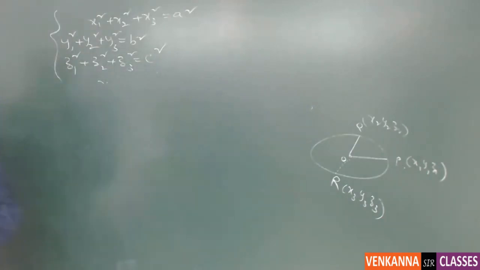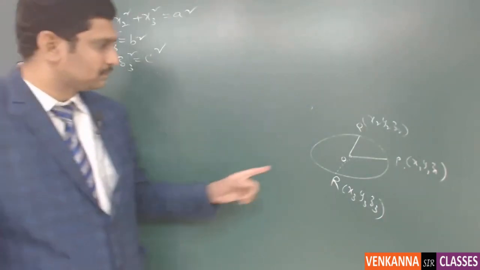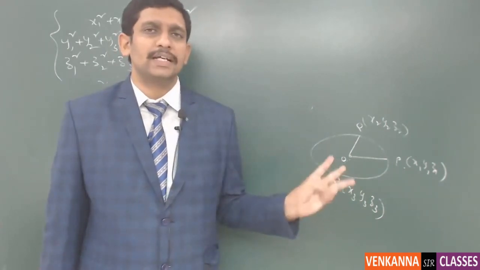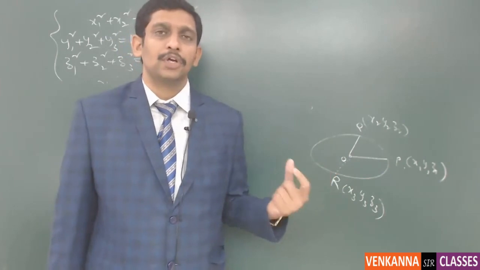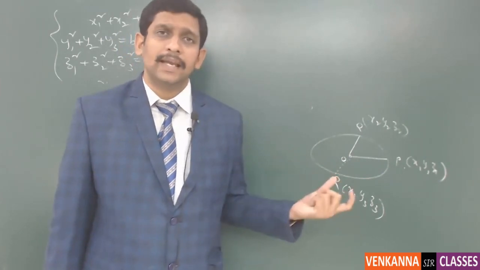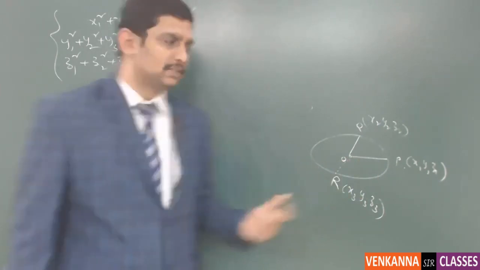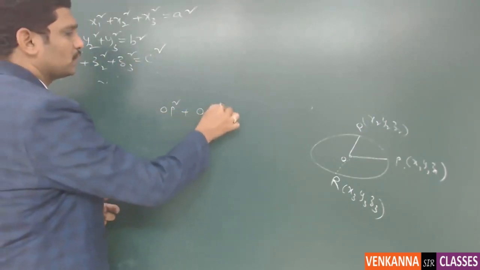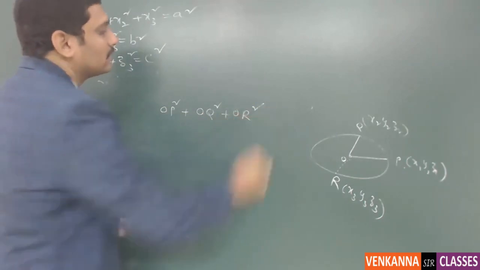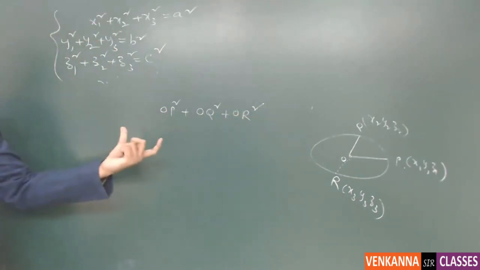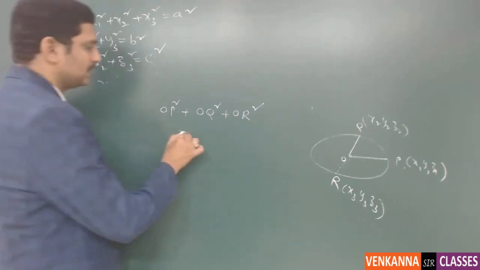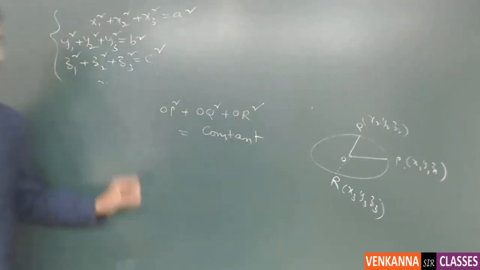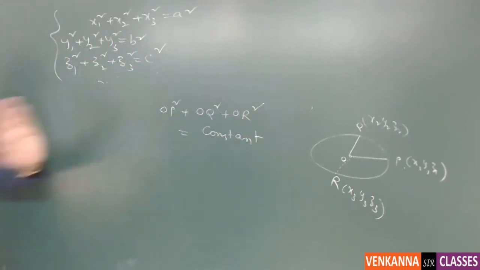So one interesting property is, as we have taken 3 conjugate semi-diameters, if you consider their sum of the squares, it is nothing but OP square plus OQ square plus OR square. If you consider this value, it is nothing but a constant. It is very easily verified. How?